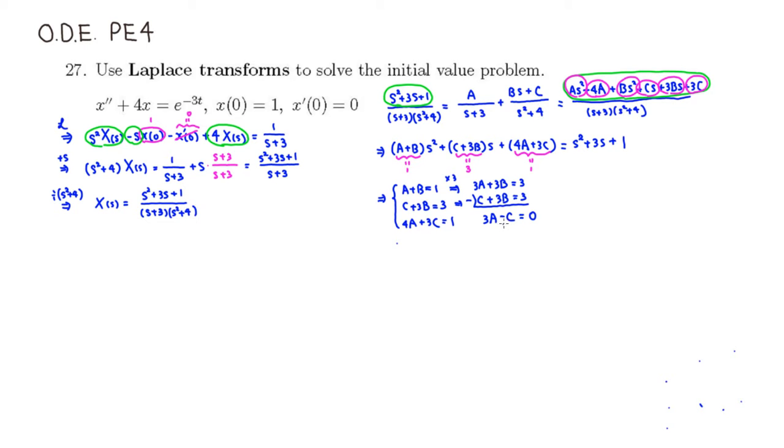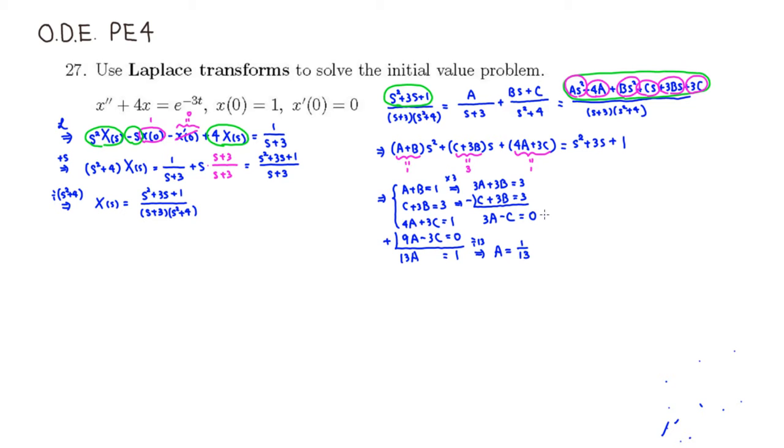Then I'm going to multiply this one by 3 again. So you're going to get 9a minus 3c is equal to still 0. Then we can just do addition here. That way the c terms cancel out and you have 13a is equal to 1. Then we can just divide through by 13 to get the a value, which is 1 over 13.